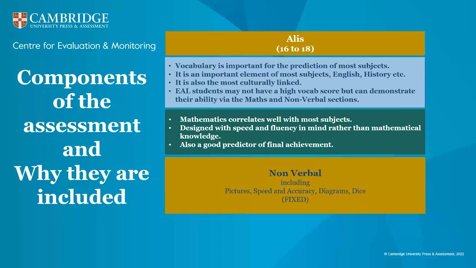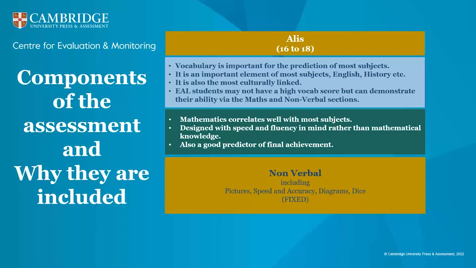Maths, again, is going to correlate really well with most subjects. It's a very good predictor of final achievement. Both the vocab and the maths on their own would be a good predictor of potential future achievement. Combined, they provide that even stronger predictive measure.